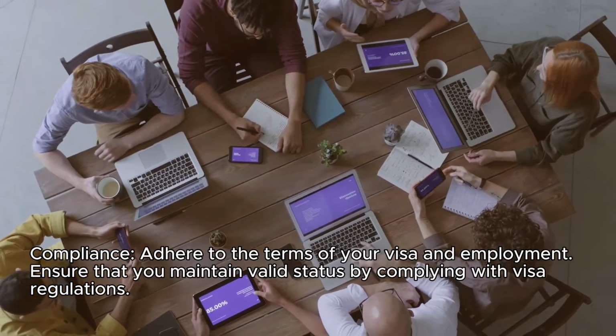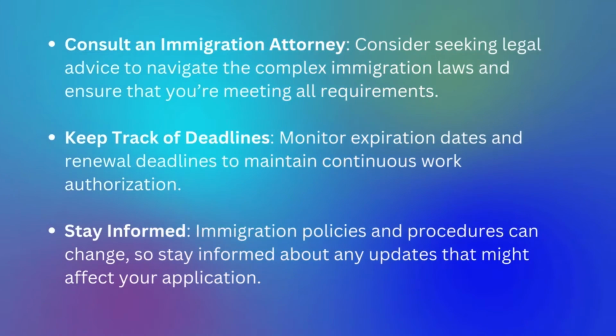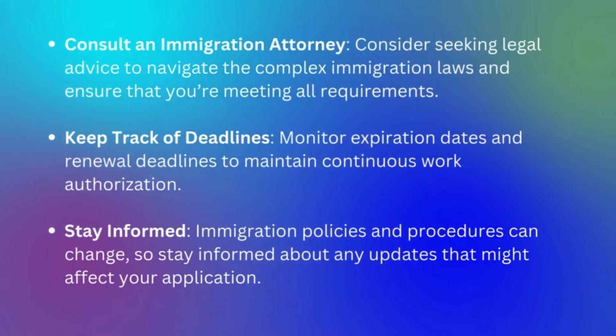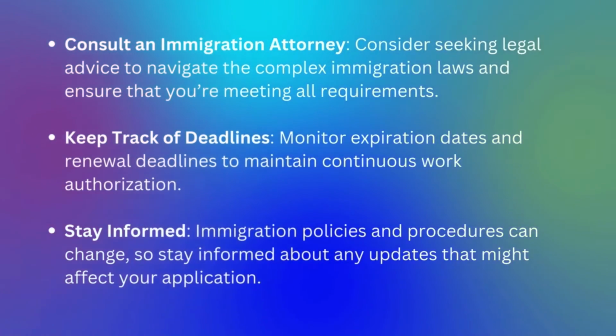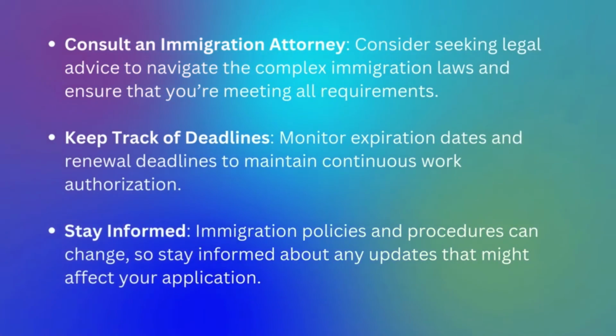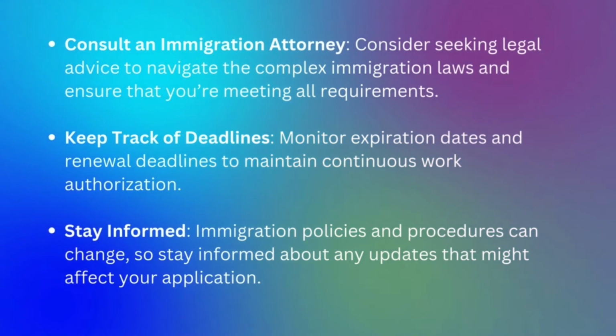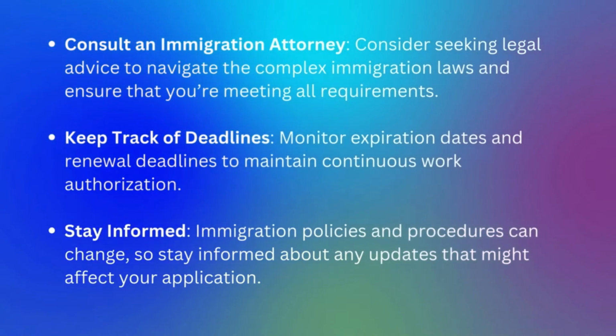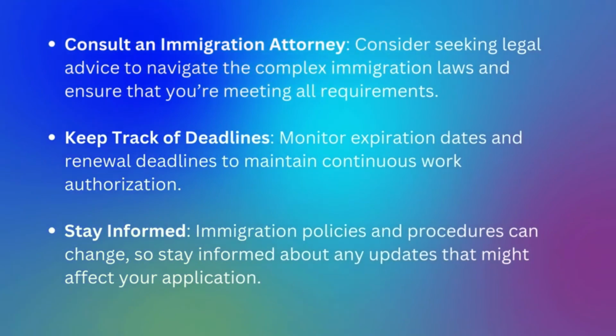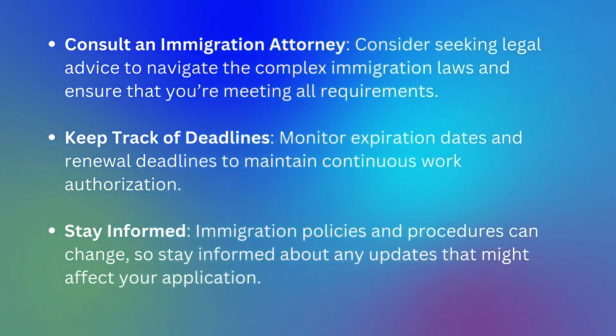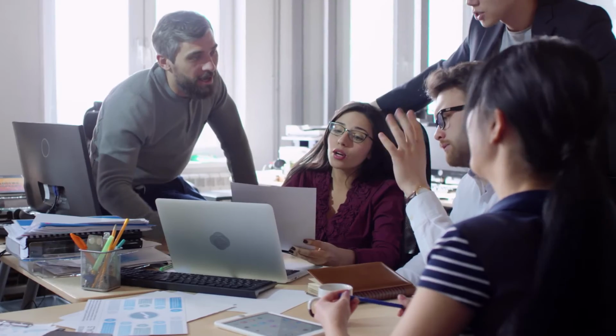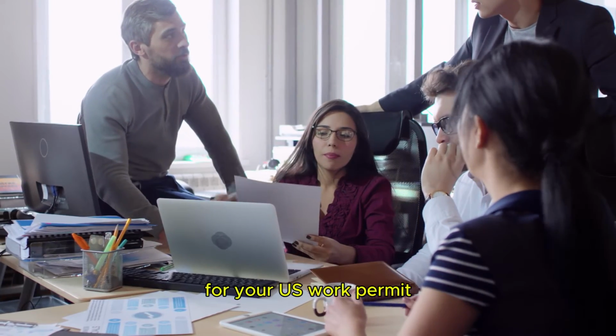Additional tips: consult an immigration attorney. Consider seeking legal advice to navigate the complex immigration laws and ensure that you are meeting all requirements. Keep track of deadlines. Monitor expiration dates and renewal deadlines to maintain continuous work authorization. Stay informed. Immigration policies and procedures can change. Stay informed about any updates that might affect your application. Following these steps will help ensure a smoother application process for your U.S. work permit.